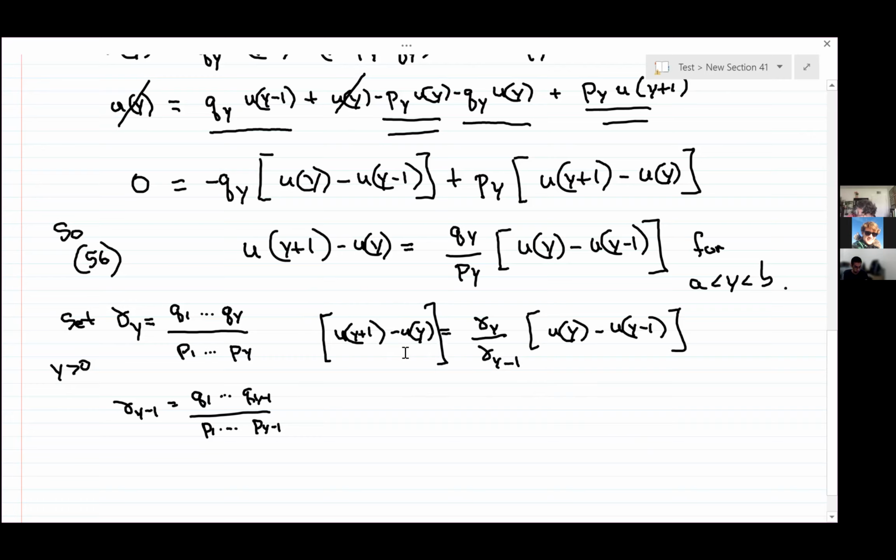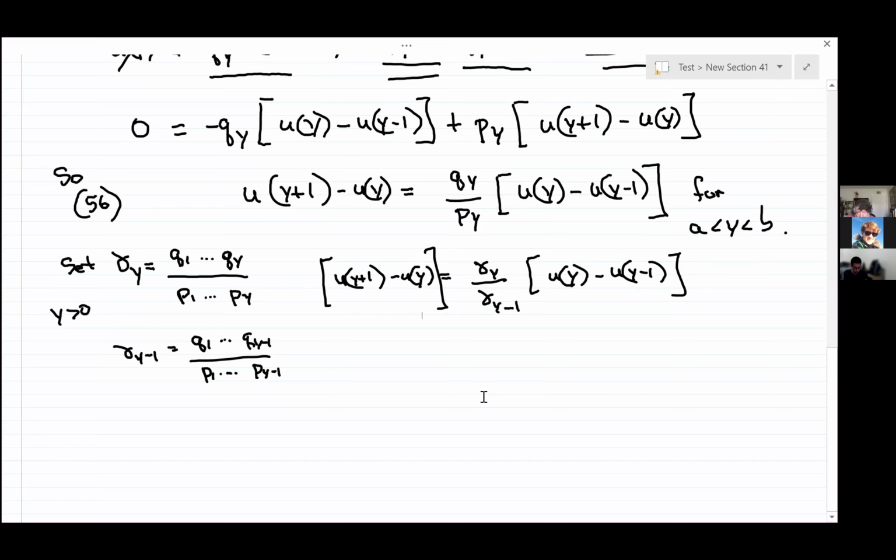On the left, we have the difference between u(y+1) and u(y). And over here, we have the difference between u(y) and u(y-1). Basically, those differences are just the same, but they're one off, right? This is going from y+1 to y, and this is y to y-1. And the connection between them is there's a constant that you multiply this one by to get that one.